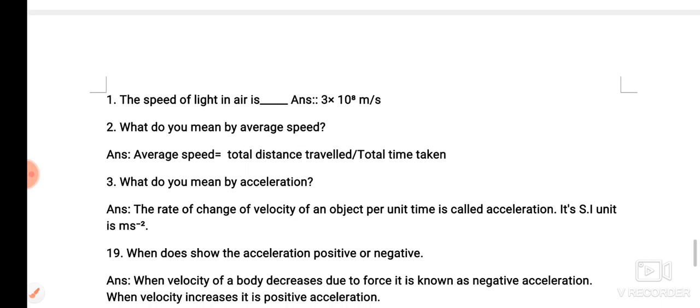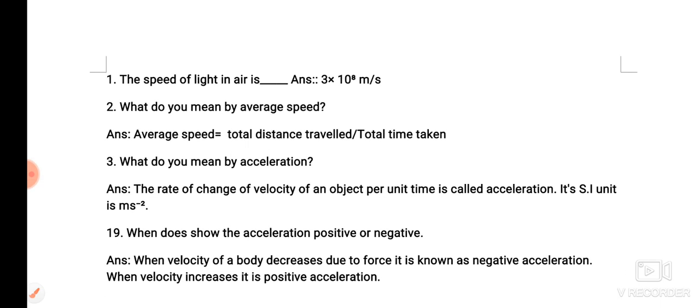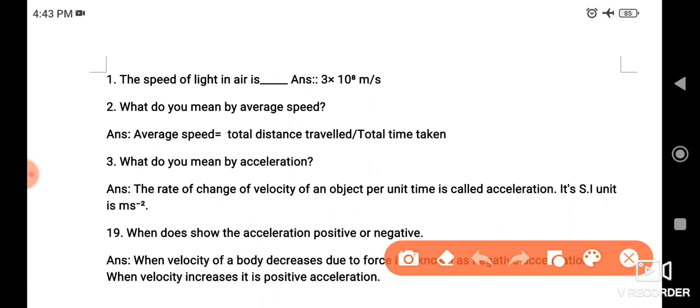Few questions I have selected. The speed of light in air is 3 into 10 to the power 8 meter per second. All of you remember this. In class 10 also it will be required in the chapter on light, that is reflection and refraction of light.